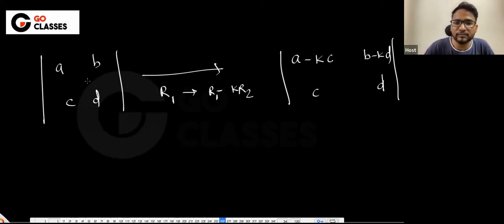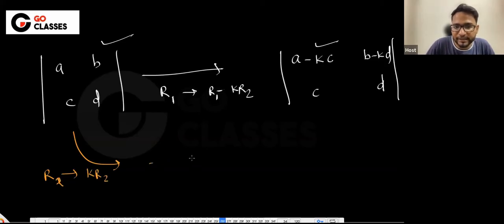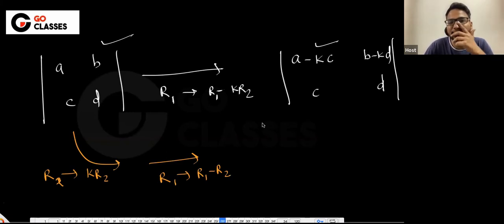So these two determinants are the same. Sorry, not matrices, determinants, right? But if I apply it in two steps, first multiplying R2 by K, giving KR2, and then replacing R1 with R1 minus R2, then I get a different determinant. Then I'm basically getting KT. How is that happening? Is my confusion clear to everyone?